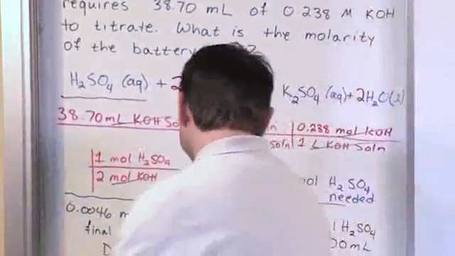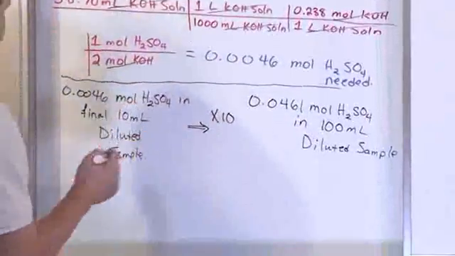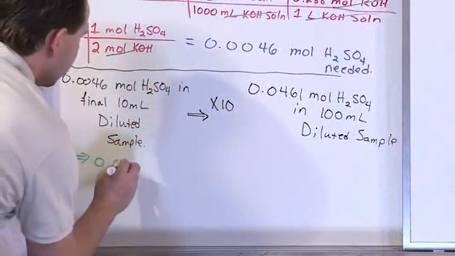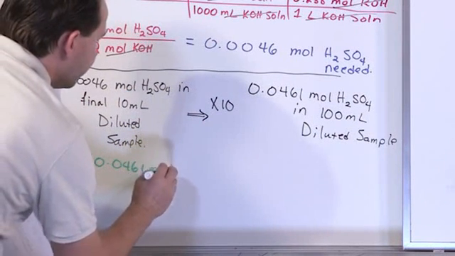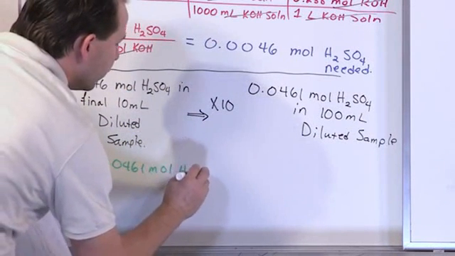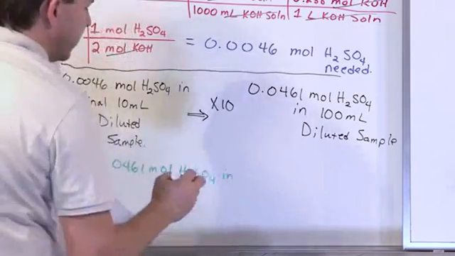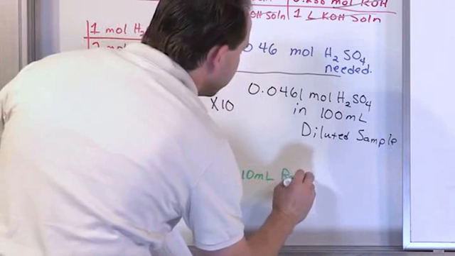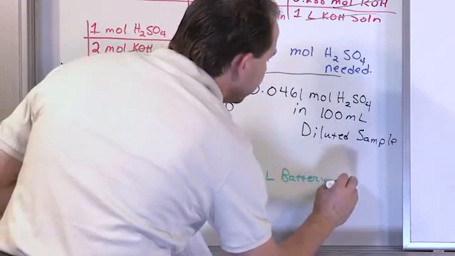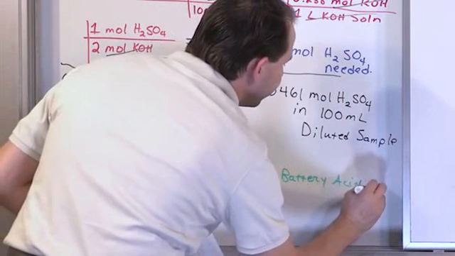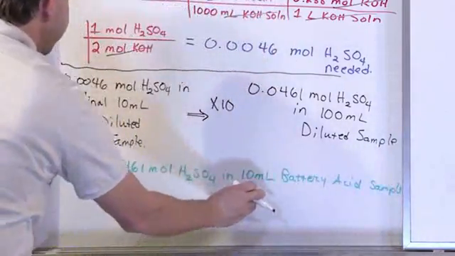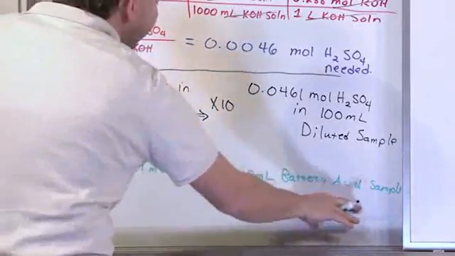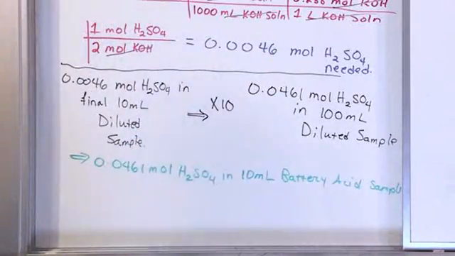So what I really know, kind of a conclusion, what I figured out here is 0.0461 moles of H2SO4 in the 10 milliliter battery acid sample. Now this is not this guy. This 10 milliliter sample, that was done later. I'm talking about the original 10 milliliter guy that we dipped out of the battery.